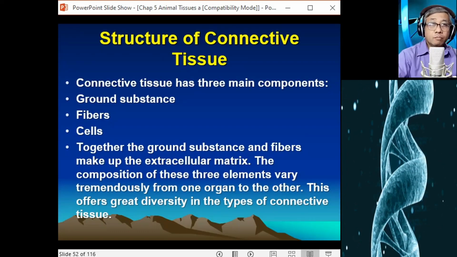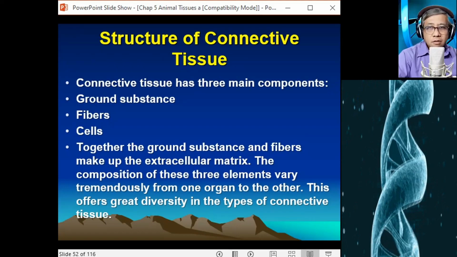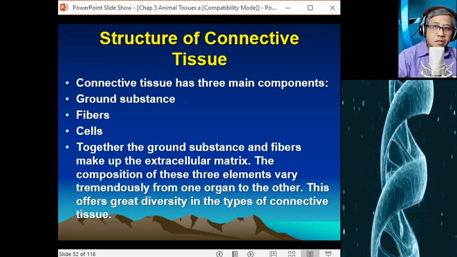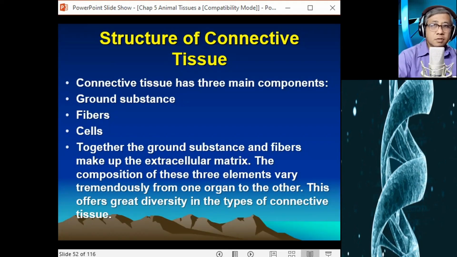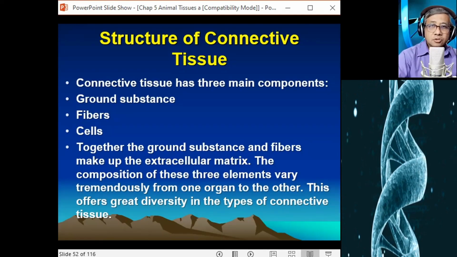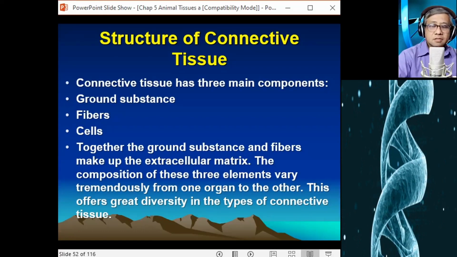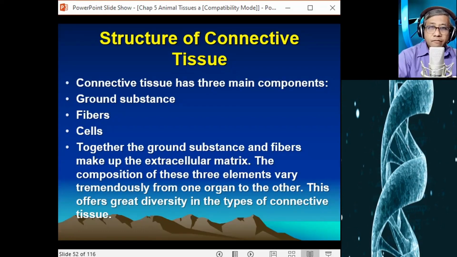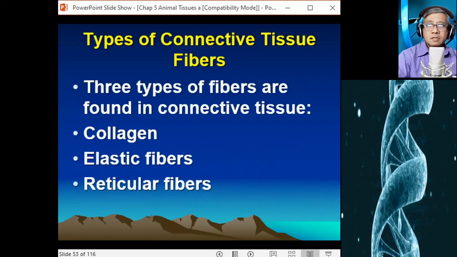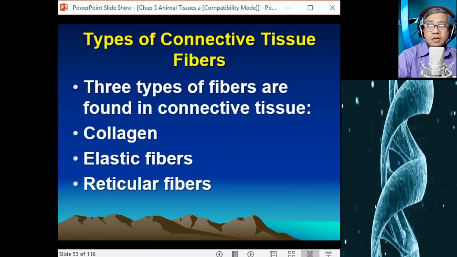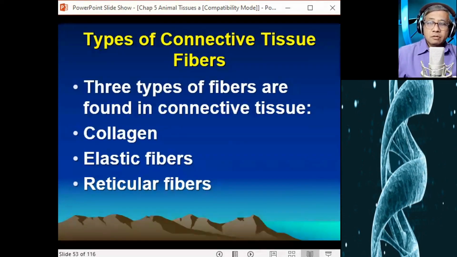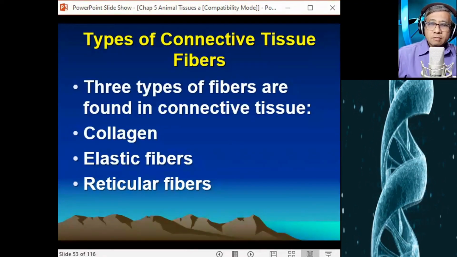For example, for bone tissue, the extracellular matrix is made up mostly of calcium. In the case of cartilage, the extracellular matrix is made up of collagen. So the extracellular matrix really offers a great diversity in the types of connective tissue. Now we mentioned a while ago the fibers that make up the connective tissue. There are three types of fibers found in connective tissue.